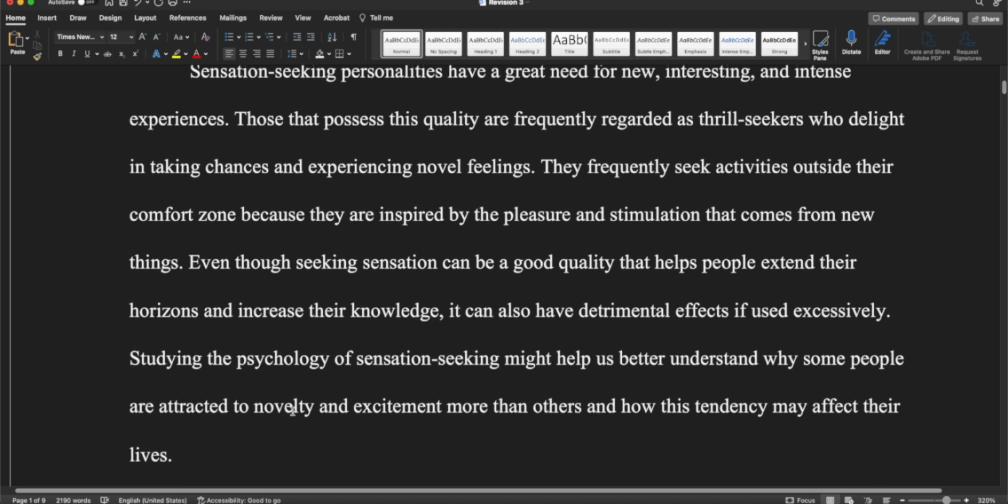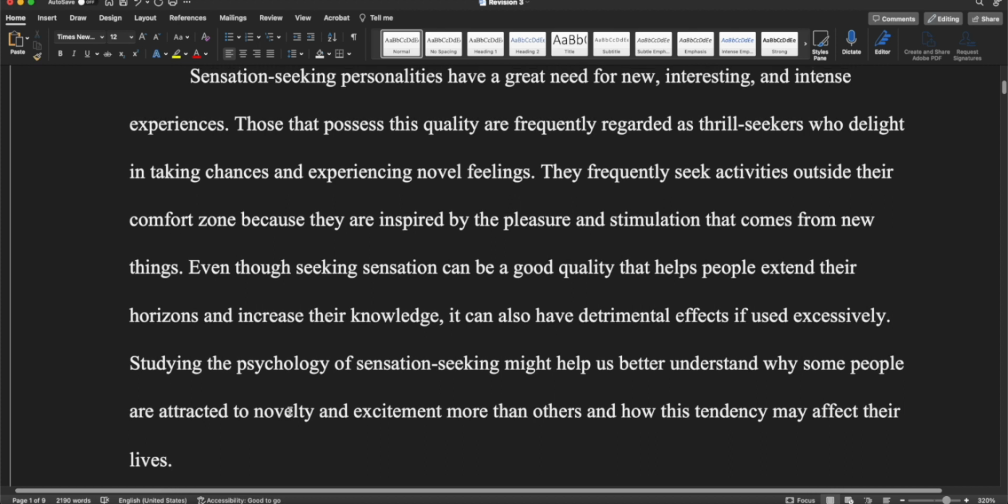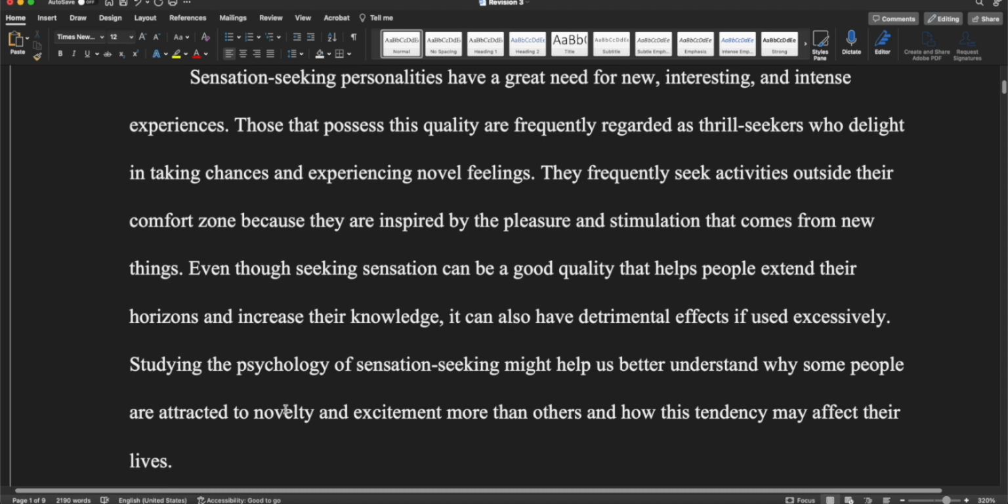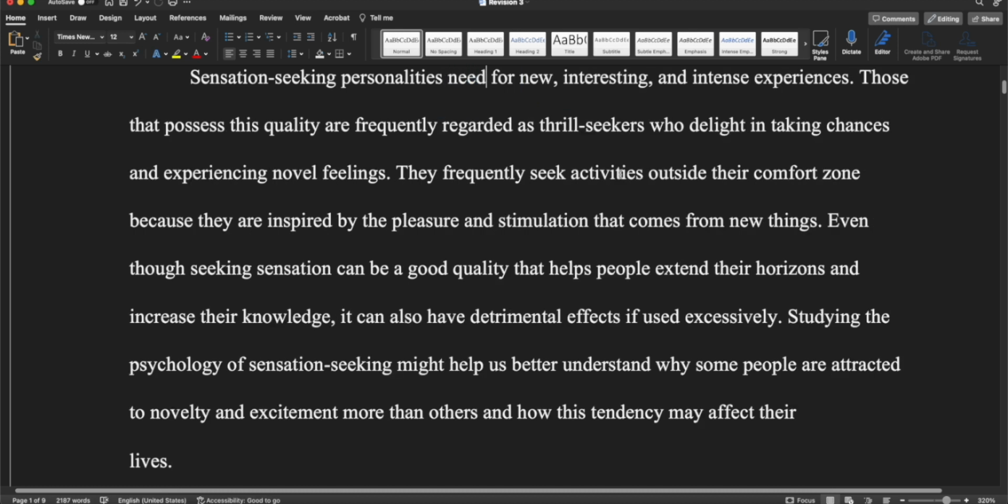So I'm not sure. I think we need a little bit more of a specific direction with this paper. And I think the question is, how do you balance, or what constitutes balance in sensation seeking? Or how far is too far? And maybe that's what the paper explores, but I don't necessarily get that in this introduction. So let's snip up the introduction a little bit, see if we can shorten it. Let's read it one more time and then look for things to change. Sensation-seeking personalities have a great need for new, interesting, and intense experience. So one thing we can do here is we can get rid of have a great. We can just say need new, interesting, and intense experiences.